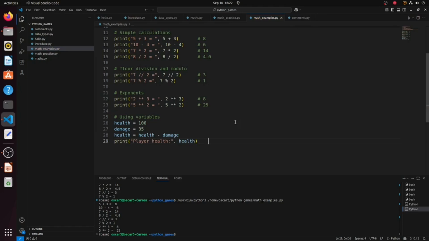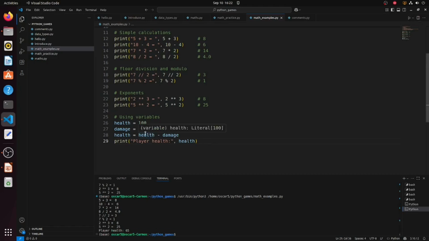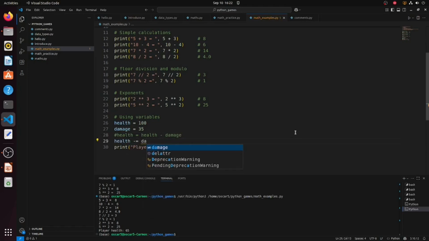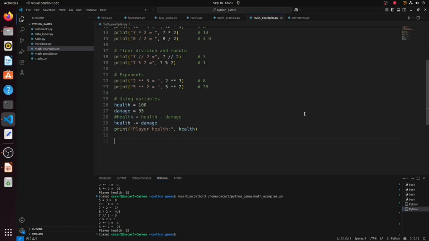Finally, we type print player health. This tells Python to show us the message and the player's new health on the screen. It'll say player health 65. This is how games use math and variables to make things change, like when your character gets hurt, collects coins, or gains points. It's what makes programming feel alive and interactive.